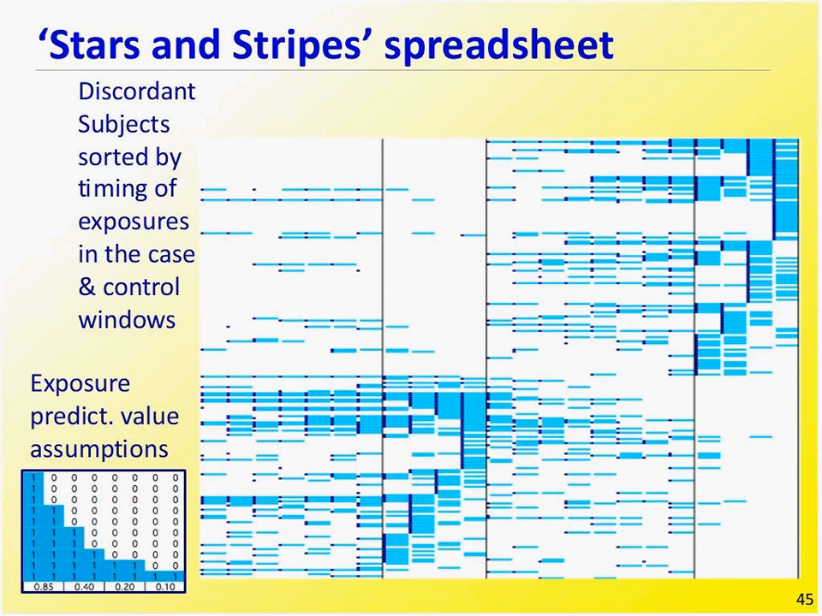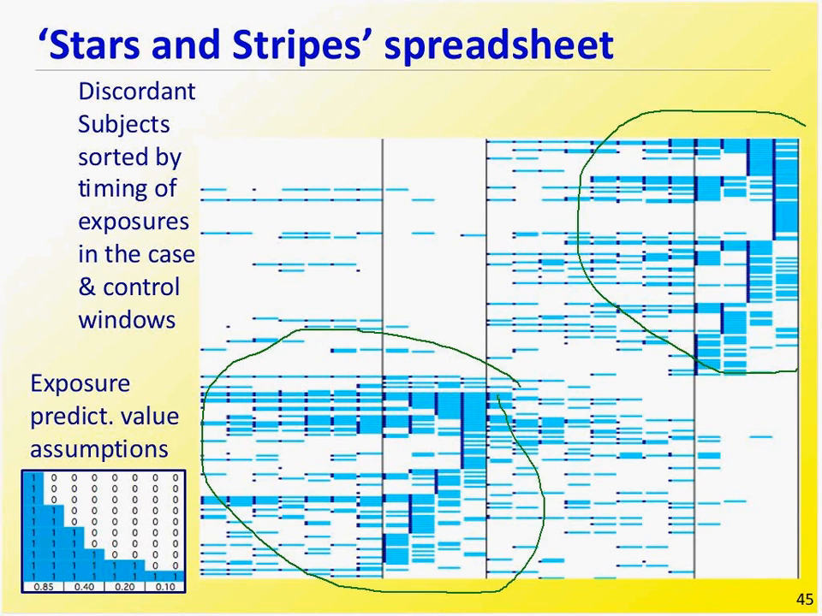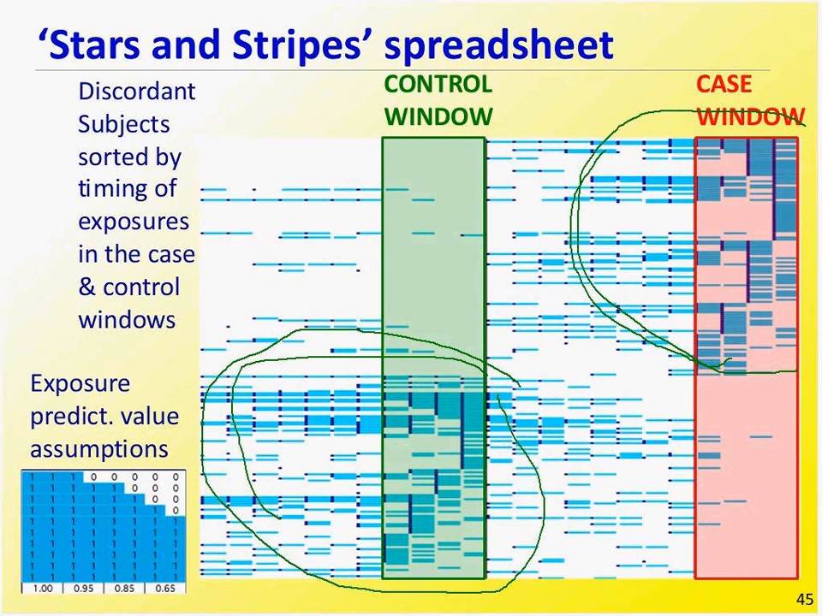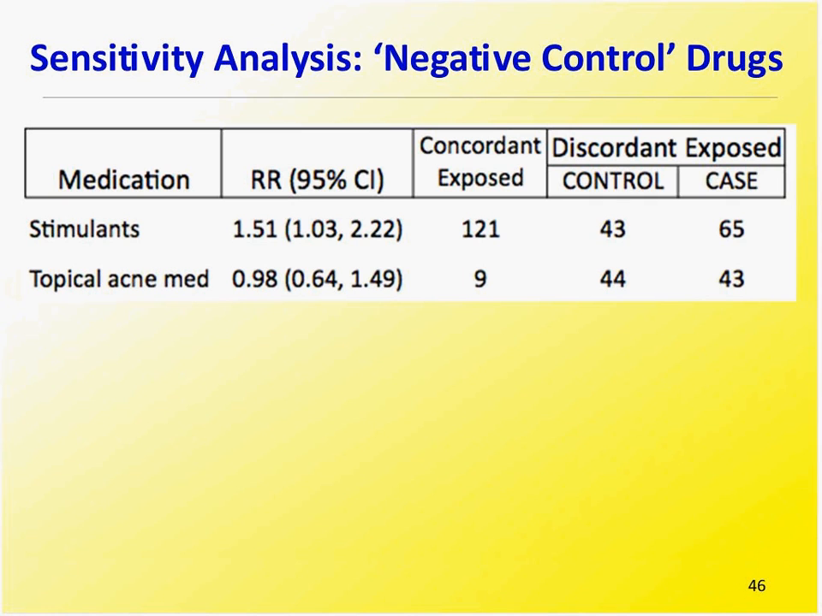Here's an actual spreadsheet of our analysis, where each thin line is when the people were exposed. These are the cases. These are exposed in the control window. Well, cases, but you can see that just by visualizing it, that there's very little association between the exposure and the outcome, because these areas are the same. You can vary your assumptions about the stripe and watch the analysis change.